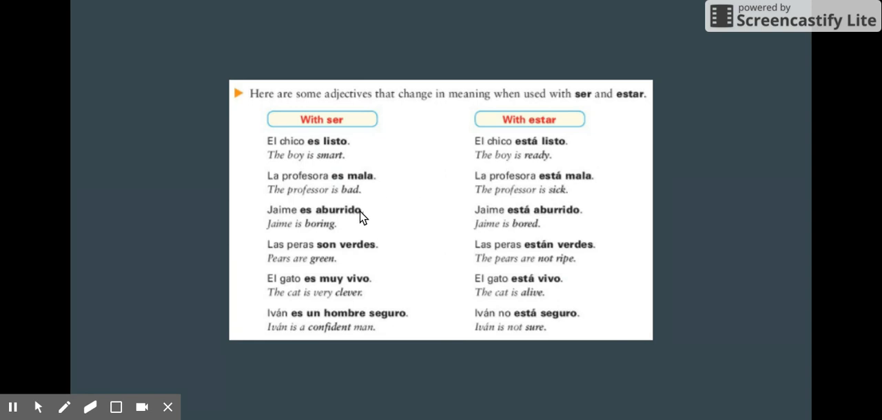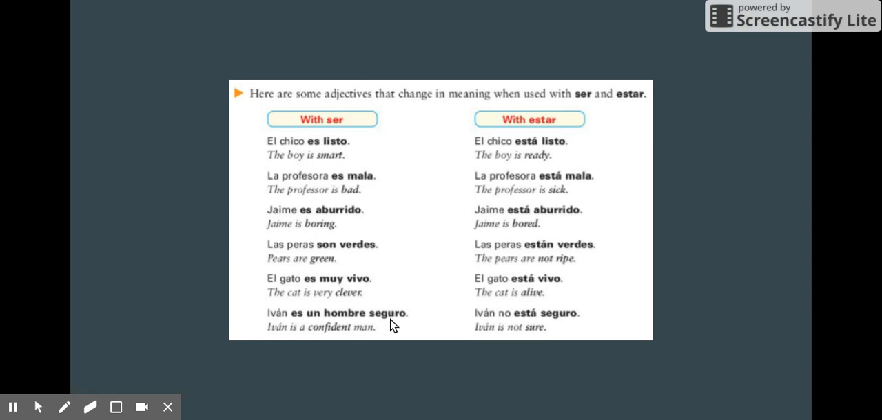Aburrido, when used with ser, indicates that the person is always boring, whereas when it's used with estar, it indicates an emotion showing a more short-term adjective. Las peras son verdes talks about the color, the physical description of it, whereas las peras están verdes indicates a condition of it to be ripe. El gato es vivo, the adjective vivo in this case with ser indicates that it's clever, whereas estar vivo indicates a condition to be alive.